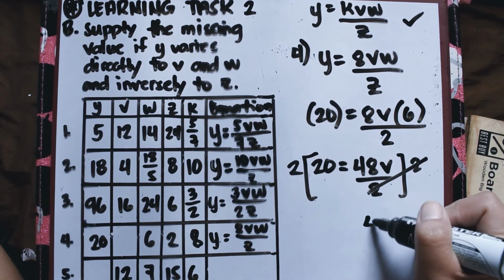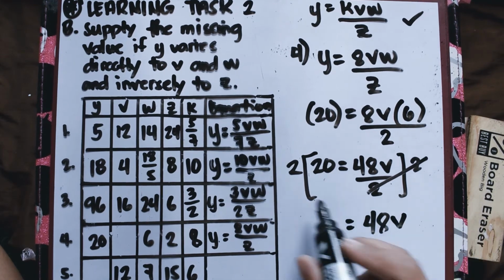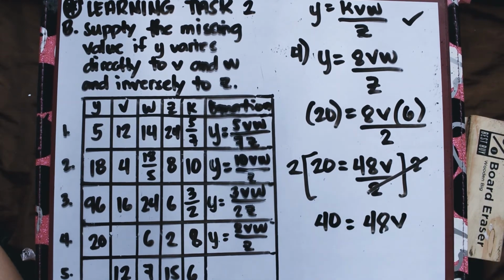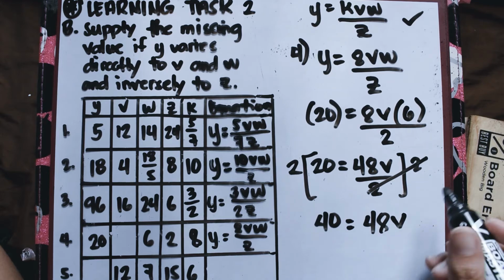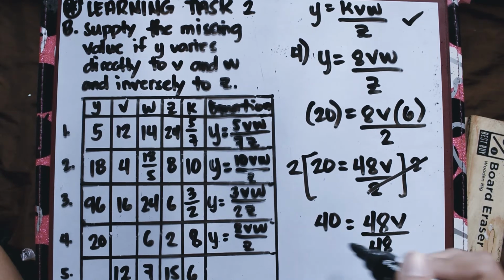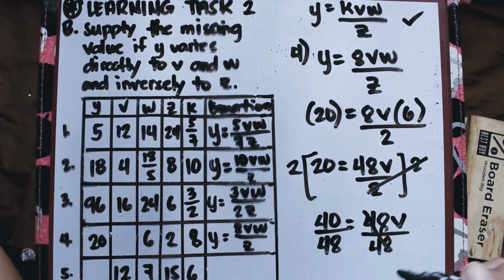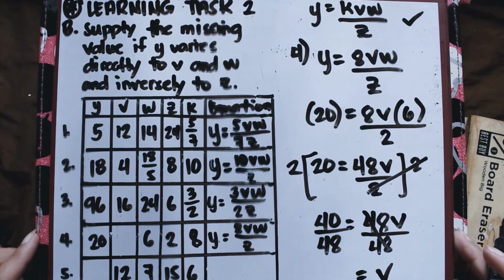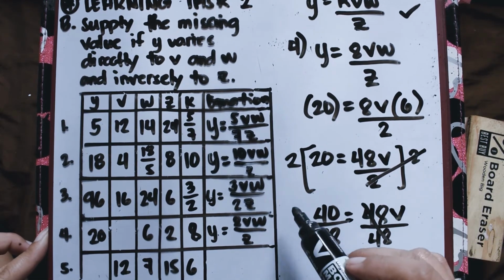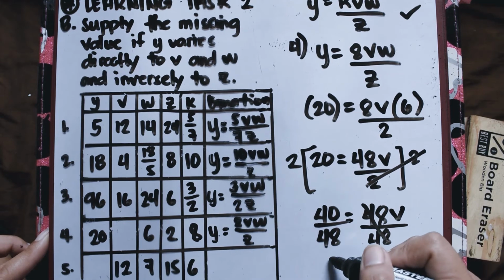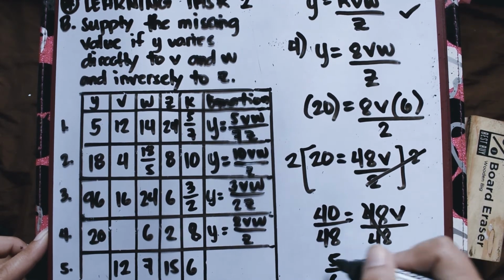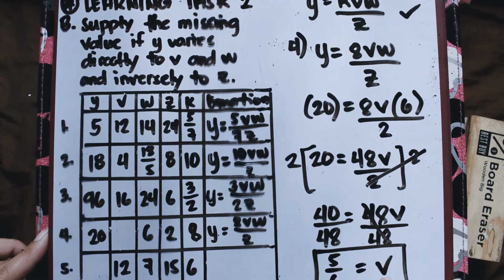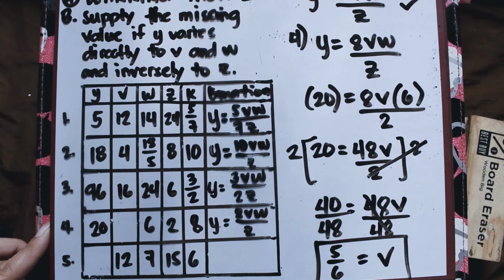So, cancel, we have 48. V na lang yung matitira dito is equal to 2 times 20, we have 40. So, since may kasama pa si V, divide both sides by 48, yung kasama ni V. Cancel. So, makukuha na natin yung value ni V. Syempre, isimplify lang natin yung fraction na 40 over 48, which is 5 over 6. So, therefore, yung value ng ating V na hinahanap ay 5 over 6.